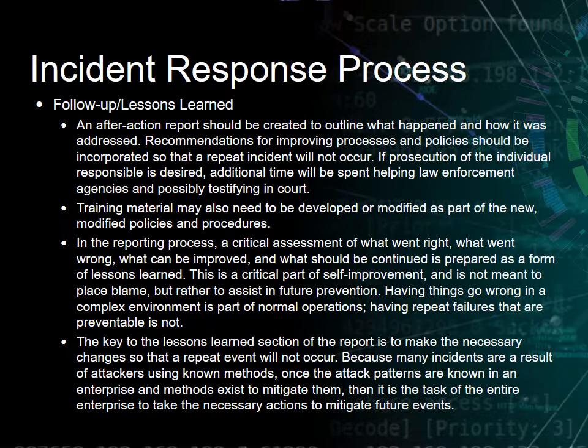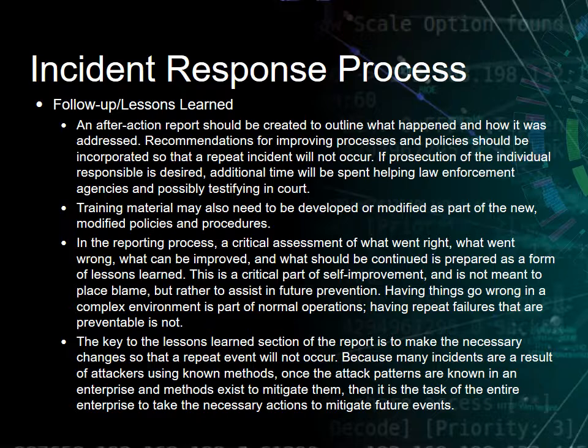In addition to good notes being necessary in order to provide evidence to what you did during your investigation and response, good notes are important for this last step here too. Following up and developing lessons learned. An after-action report should be created to outline what happened and how it was addressed. Recommendations for improving processes and policies should be incorporated so that a repeat incident will not occur. If prosecution of the individual responsible is desired, additional time will be spent helping law enforcement agencies and possibly testifying in court.